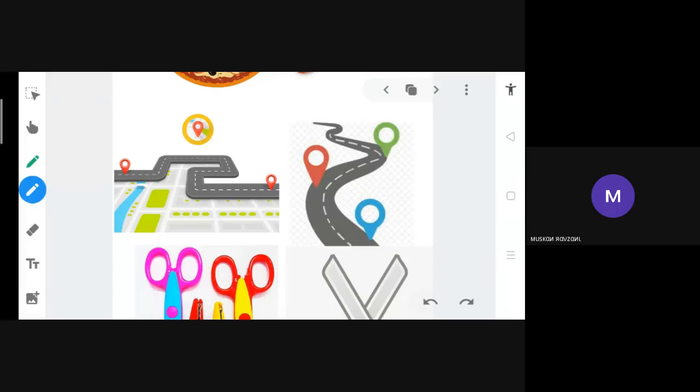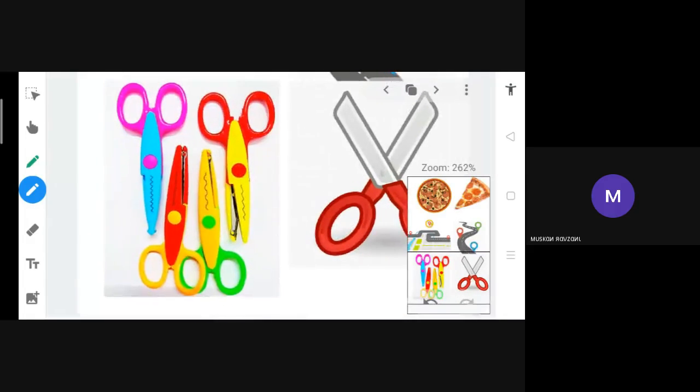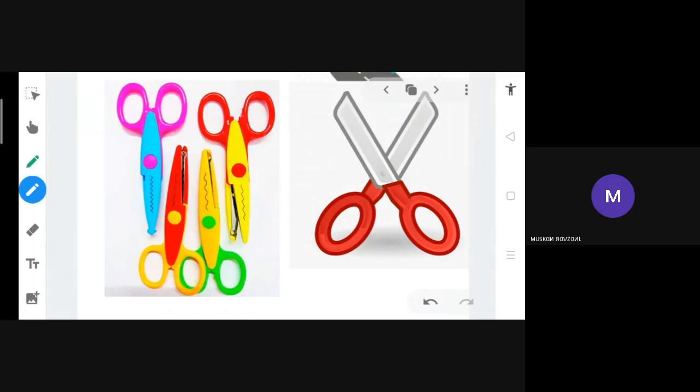Ma'am, second picture, curved road. No. Ma'am, straight road. Straight road. And in the scissors? Ma'am, the first picture. First picture. Oh, see.